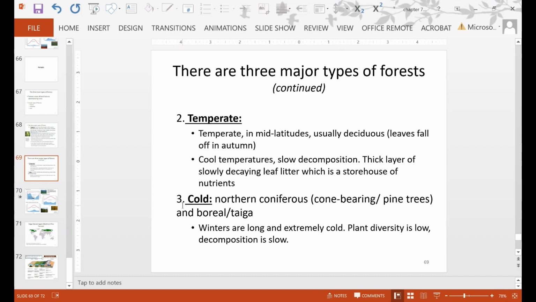And then a cold forest, the northern coniferous. Coniferous means cone bearing. Those are your pine trees. You also have something called boreal and taiga. Those are basically your cold coniferous forests. Winters are long and extremely cold in these forests. Plant diversity is low, meaning you do not have that many different types of plants, and you have slow decomposition.